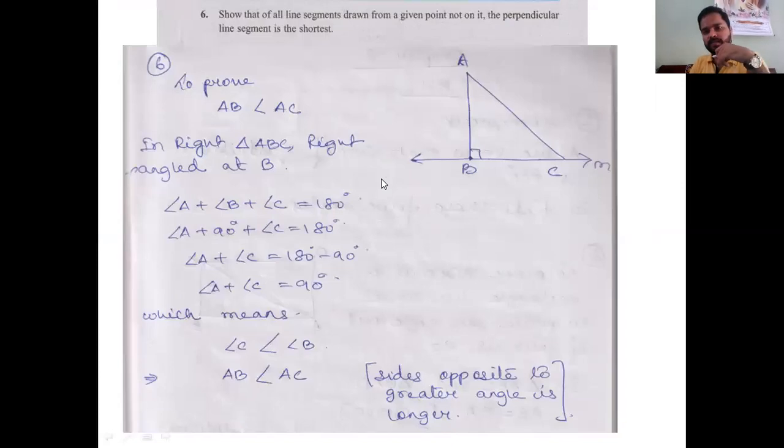The last question now is similar to question number 1. Show that of all line segments drawn from a given point, not on it, the perpendicular line segment is the shortest. That means if from this point you draw several lines, the perpendicular line will be the shortest. Suppose from here you have drawn on this side, then again this side. Many lines are there which will join BC or which will join M. Then it is told the perpendicular line which will fall, that will be the shortest.